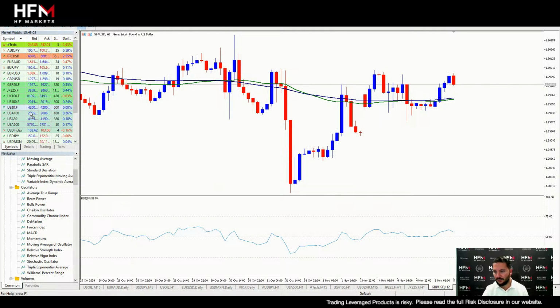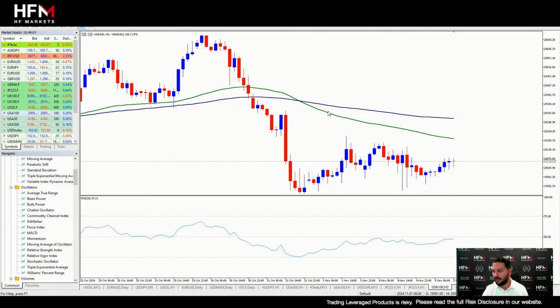Now, if we go to the NASDAQ here, declining, trading below both trends, so the 75 EMA and also the 100 SMA. What I will say, which is slightly positive, is the lows are slightly tilted upwards. And even though we're trading below the trend line, we are moving upwards on the RSI as well.